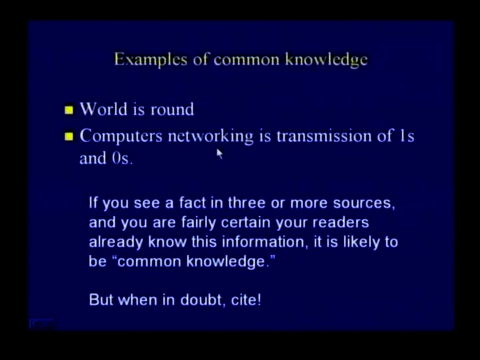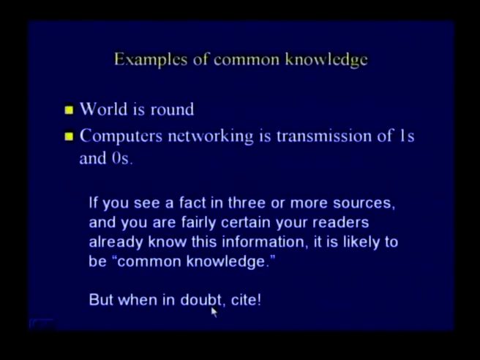So how do we find out whether something is common knowledge or not? You do it by this mechanism. When you are doing your literature review, if you find the same thing with three authors, that probably means that fact is common knowledge, and we do not need to cite it. But remember, whenever you are in doubt, cite, give a reference.